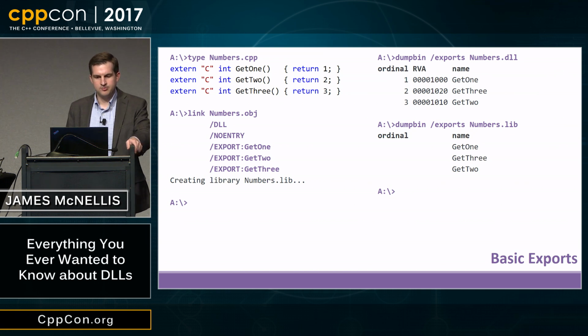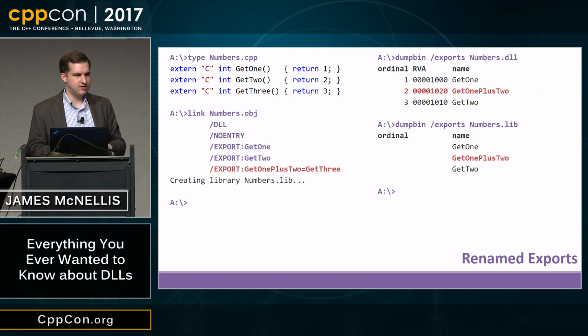You can also rename exports. So for example, here, if instead of calling it get3, we wanted to call it get1plus2, we don't even need to rename the function inside of the code.